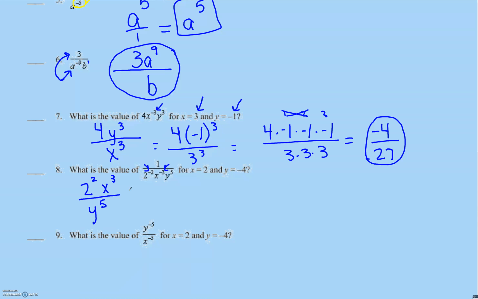Now I can simplify here. 2 squared is 4 x cubed over y to the 5th. We'll plug in our values here. 4 times 2 cubed divided by, when we plug y in, we've got to plug it into parentheses before we take the exponent. We need the whole negative 4 to be to the 5th power.